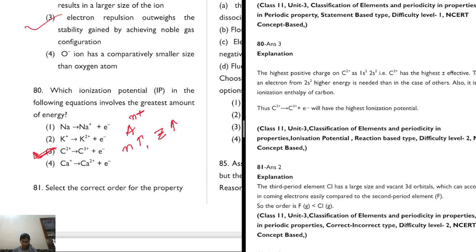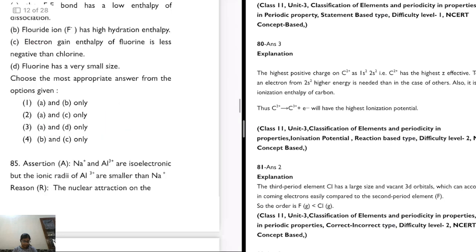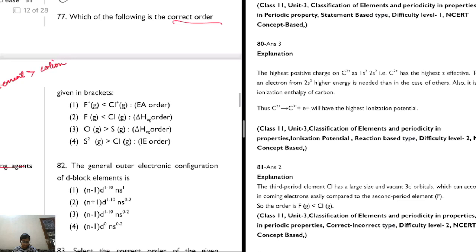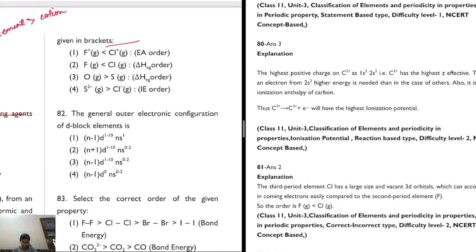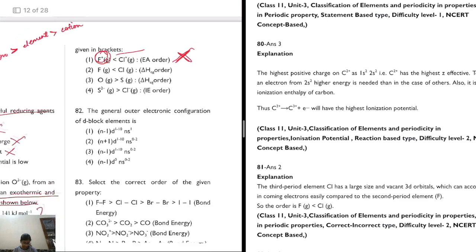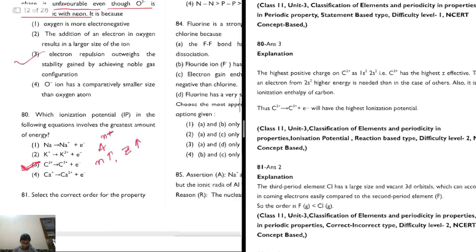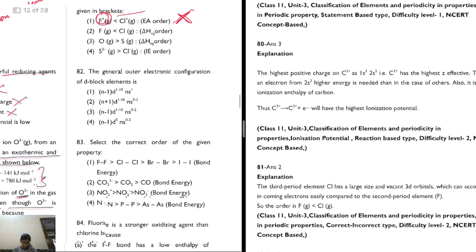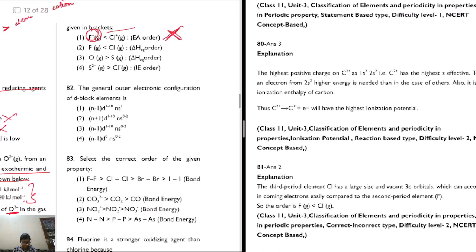Now let's see the next question. Select the correct order for the property given in the brackets. See, you have to select the correct order. Here, this is wrong. It is electronegative, so it will not easily accept. Wait, okay. Then for this, yeah, this is right.